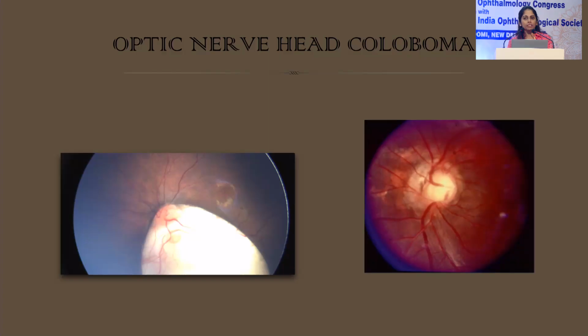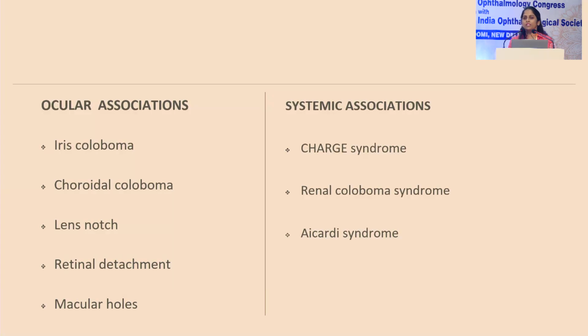Any optic nerve head coloboma can have other associated colobomas, that is iris coloboma, and there can be choroidal colobomas. You can see a notch in the lens once you dilate the child. They can have thin vascular membranes which can lead to retinal detachment, and also macular holes. These are the ocular associations. Systemically, there are a lot of syndromes associated with coloboma. If you see a child with hearing abnormalities, genitourinary malformations, then think of CHARGE syndrome. They can also have cardiac anomalies. And one more syndromic association is renal coloboma syndrome, where they can have renal failure.